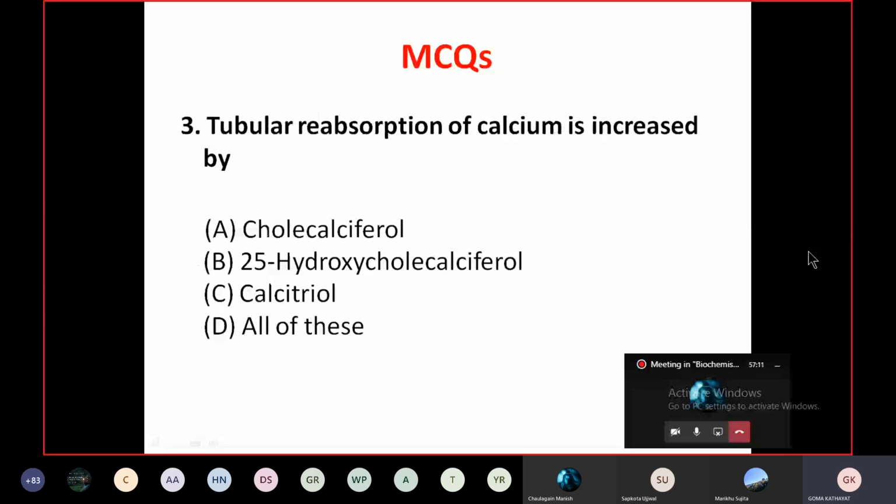Tubular reabsorption of calcium is increased by? Calcitriol. Because it is the active form of vitamin D. Calcitriol is the active form of vitamin D, so it has biochemical functions in different tissues. Not cholecalciferol or hydroxycholecalciferol.